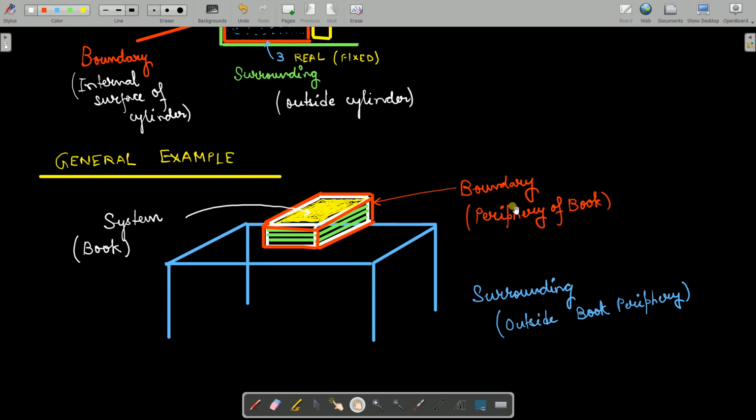So this was basically the concept of system, surrounding, and boundary. In the next lecture I will explain what the types of boundaries are.